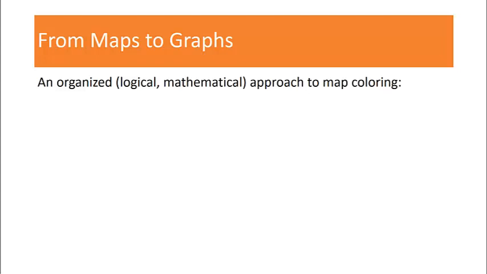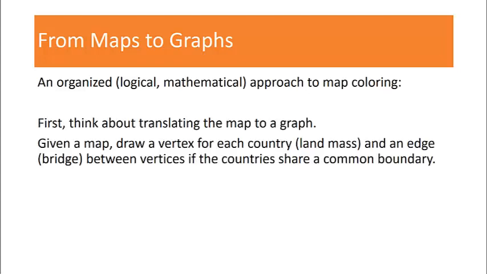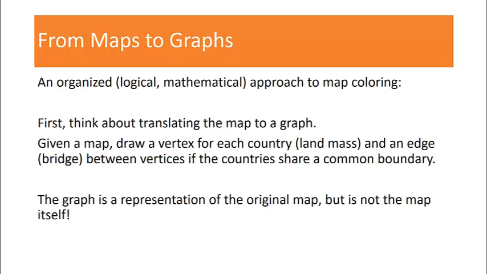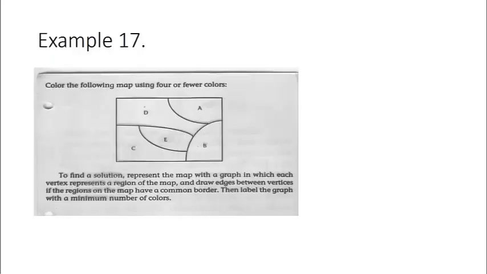Now, what does this have to do with graphs? Well, we want to take an organized, a logical, a mathematical approach to map coloring. And so what we're going to first do is translate our map into a graph. So given a map, we'll draw a vertex for each country and an edge between vertices if the countries share a common boundary. Keep in mind, the graph is a representation of the original map, but is not the map itself.